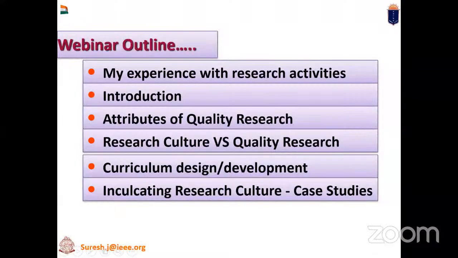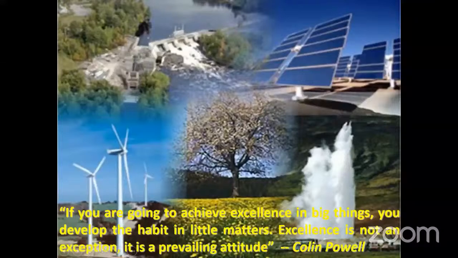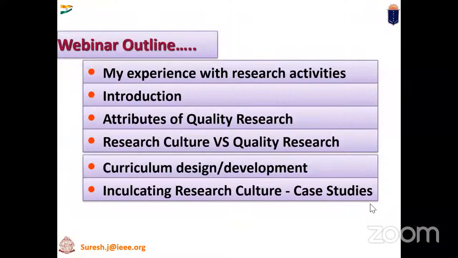Yeah, there we are. This is the quote. If you are going to achieve excellence in big things, then develop the habit in little things. This is very important. Excellence is not an exception. It is a prevailing attitude. With this quote by Mr. Colin Powell, let me proceed ahead. Here it is.